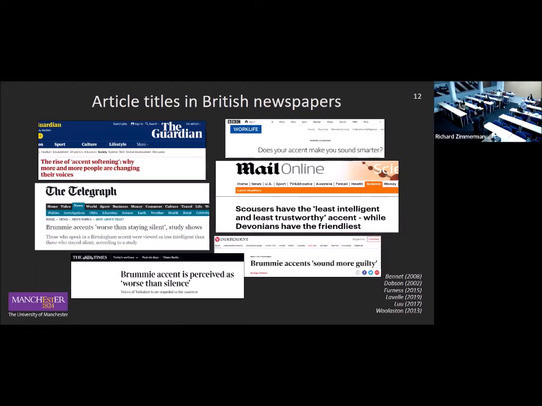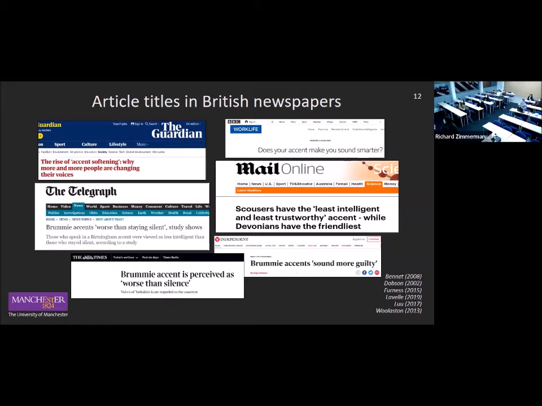So this is an example of some examples of newspaper discourse. As you can see, there are British newspapers, Guardian, Telegraph, etc., etc. And each one of them refers to accent attitudes, essentially. This is direct accent attitudes. They're talking about how Romney accents are worse than staying silent. Romney accents are more guilty. Scousers have the least intelligent and least trustworthy accent. And does your accent make you sound smarter? All of them contain accent attitudinal discourse. They are somehow evaluating accents, whether directly or not, they're evaluating them. I'm bringing this up. I don't have a collected corpus of this or anything. I'm just bringing this up as an example of newspaper discourse that does exactly what I mentioned before.